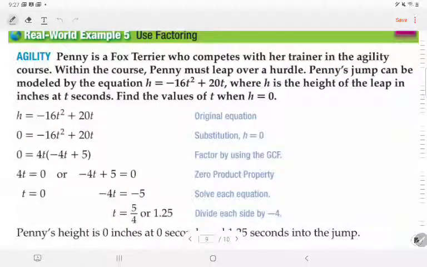Penny is a fox terrier who competes with her trainer in the agility course. Within the course, Penny must leap over a hurdle. Penny's jump can be modeled by the equation h equals -16t squared plus 20t, where h is the height of the leap in inches at t seconds. Find the value of t when h equals 0. All right.